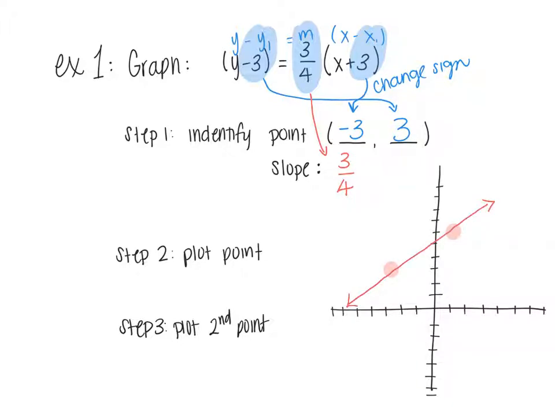Now the key is to plot the point first, and then from that point, do your slope. So then do the rise over the run.